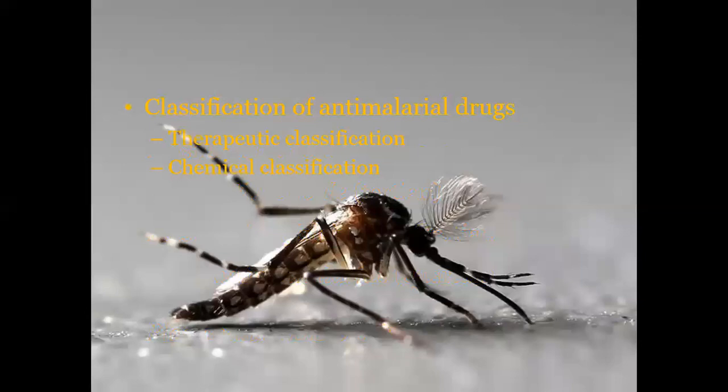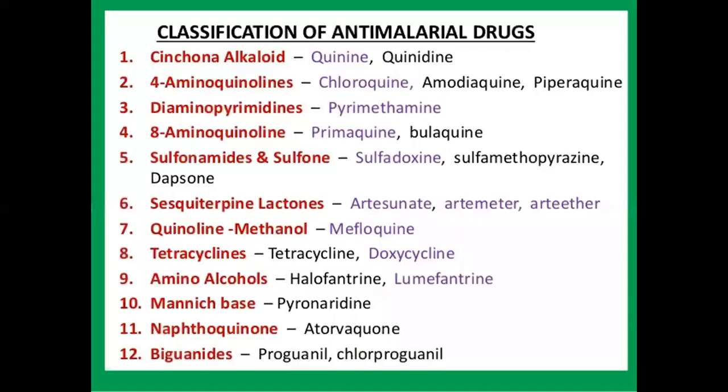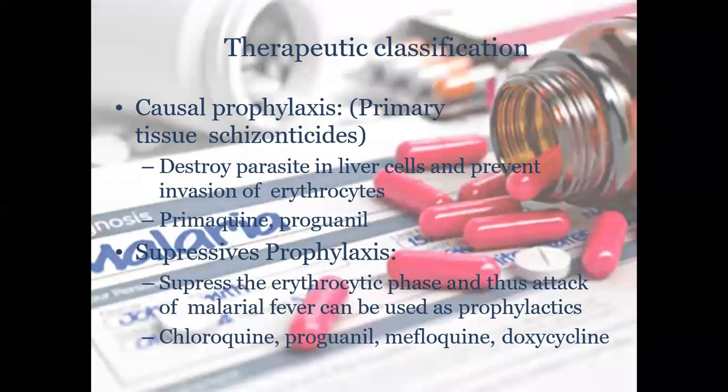In the classifications, we also started the previous day, classification depending upon the chemical structure. There are all these types of classifications. Then therapeutic classifications. Casual prophylaxis, the primary tissue schizonticides, which destroy parasites in liver cells.